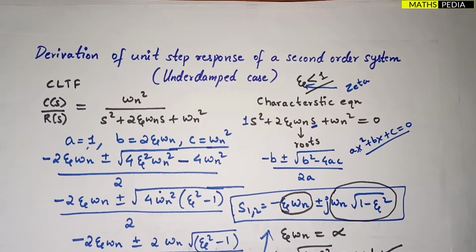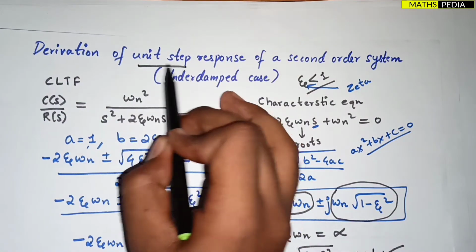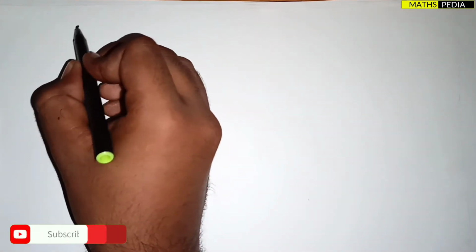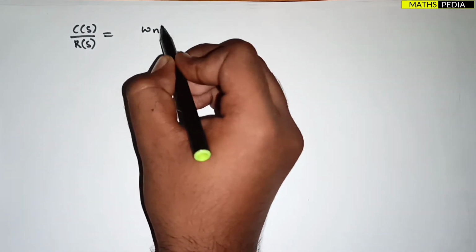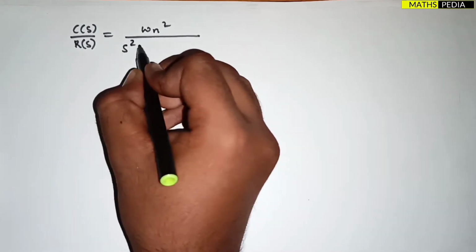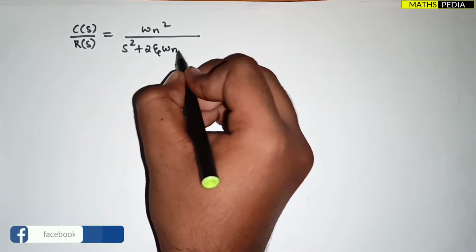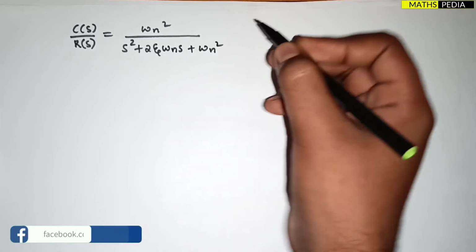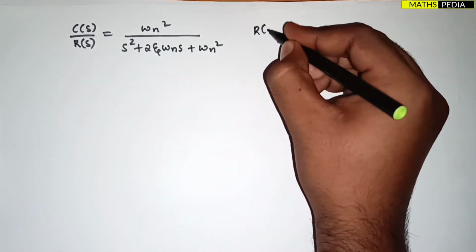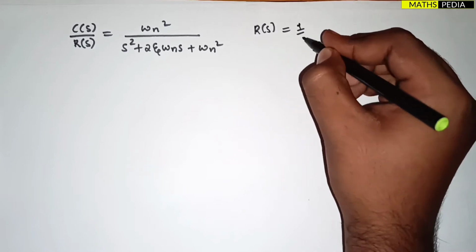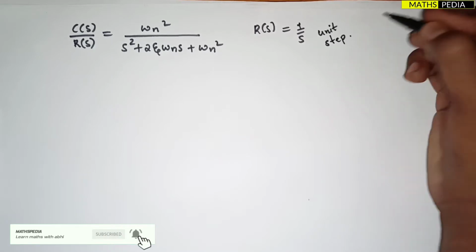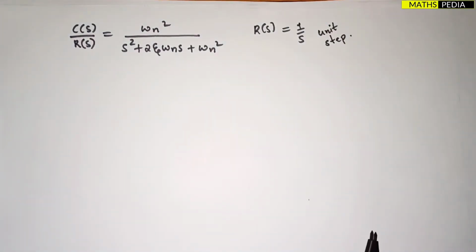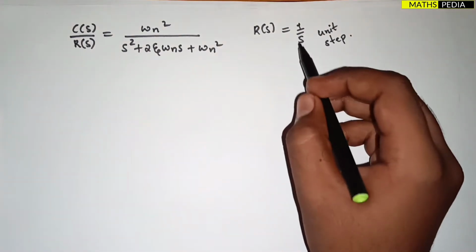Now the next step is that since this is unit step response, I have to consider the unit step. So what will happen here? Carefully see, the closed loop system. I'll consider again the closed loop transfer function, which is equal to omega n square by s square plus 2 zeta omega n s plus omega n square. Here I'll consider R of s as 1 by s. Why? Because unit step. So reference input I'll consider as unit step input, R of s is equal to 1 by s.